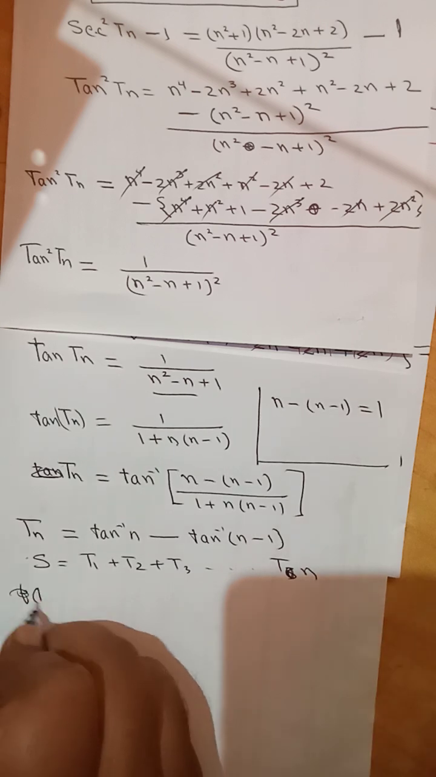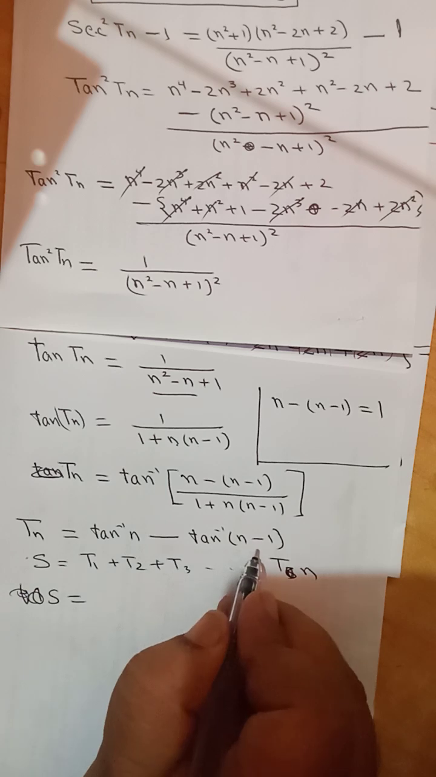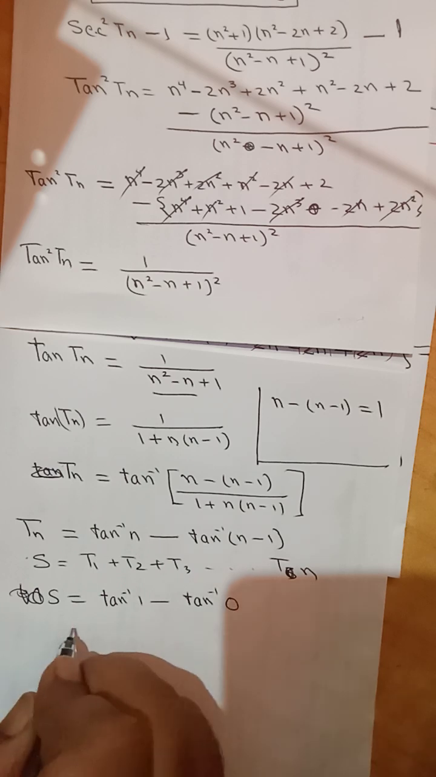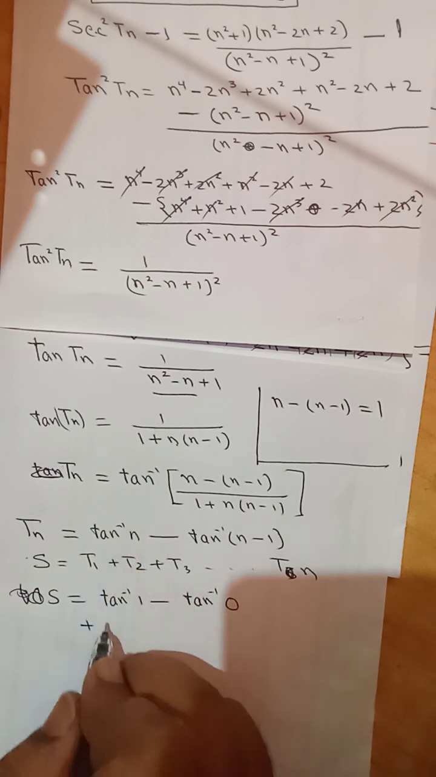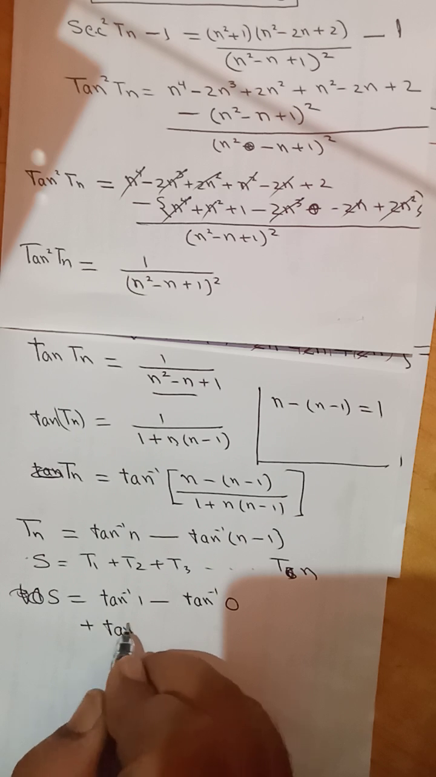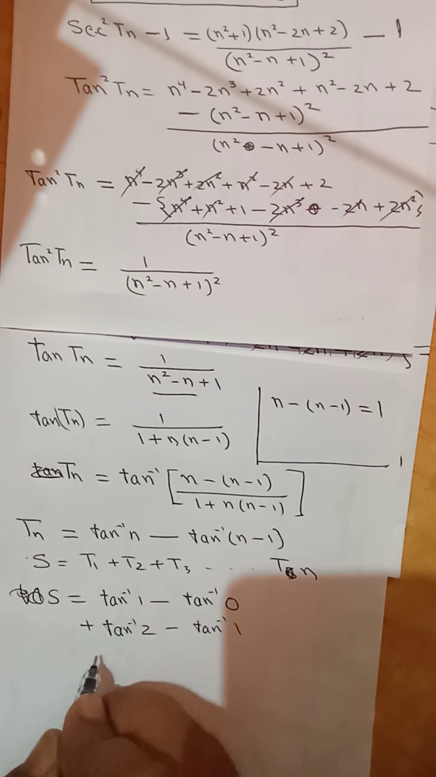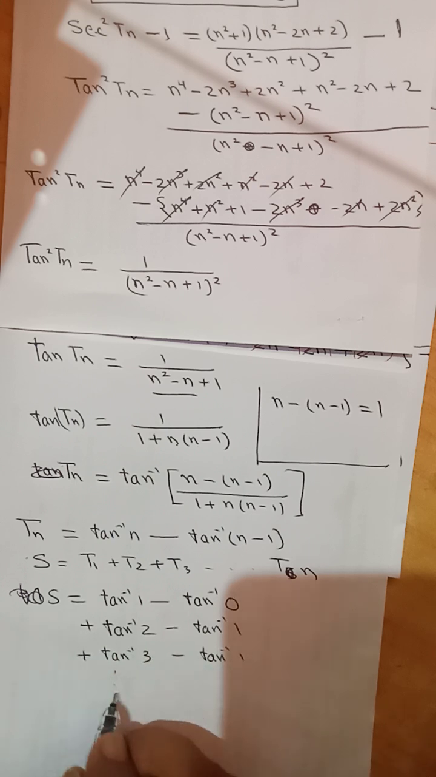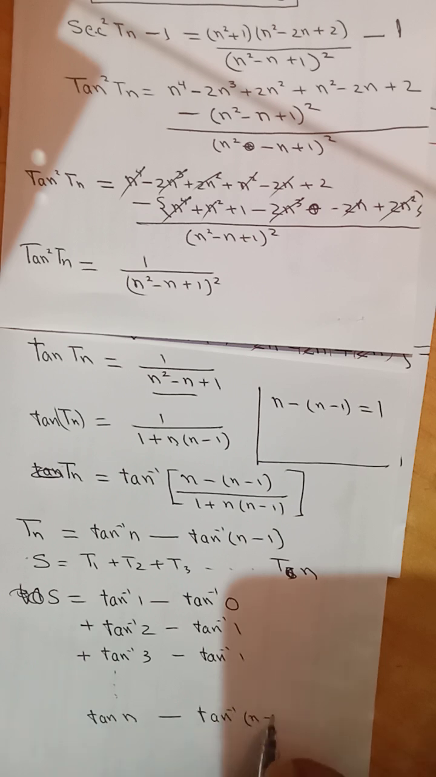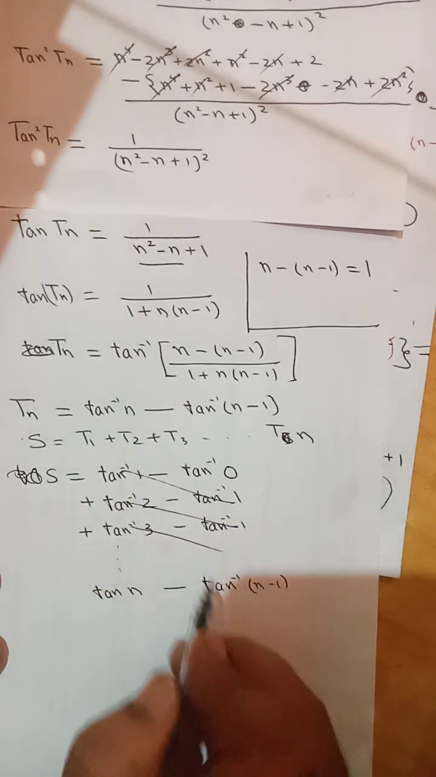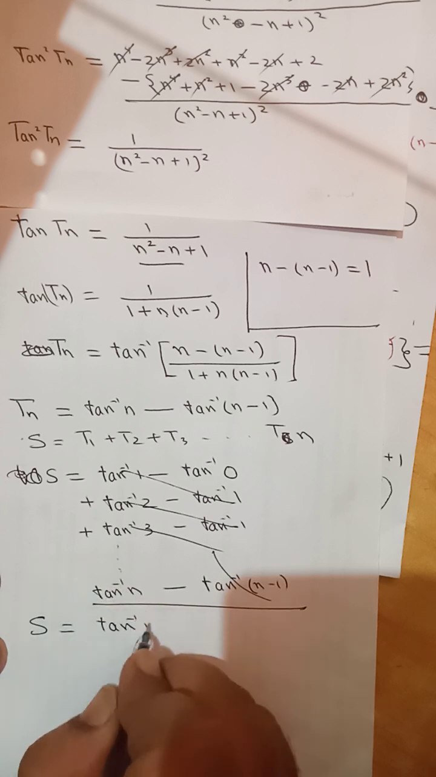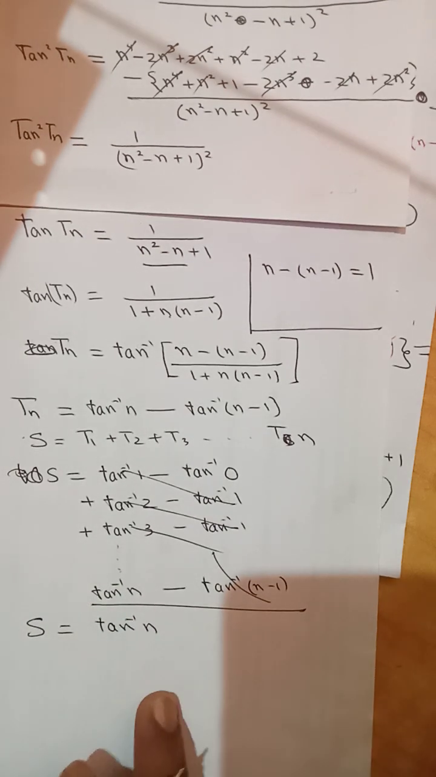For n is equal to 1, tan inverse of 1 minus tan inverse of 0. For n is equal to 2, T2 means tan inverse of 2 minus tan inverse of 1. For 3, tan inverse of 3 minus tan inverse 2, up to for n, tan inverse of n minus tan inverse of n minus 1. We have already done it. I will cancel like this, this will cancel. Last S is equal to, the term remaining is tan inverse of n minus 0. This will be the answer, tan inverse of n.